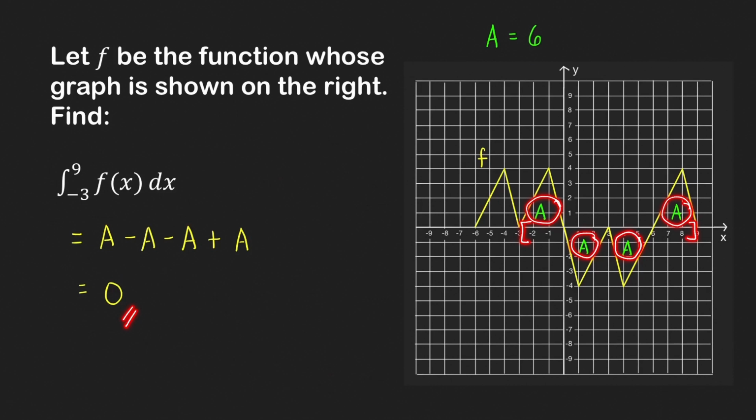So the value of the definite integral is just equal to a minus a minus a, and then plus a, which is equal to 0. So the definite integral is equal to 0 because the total area above the x-axis is the same as the total area below the x-axis.